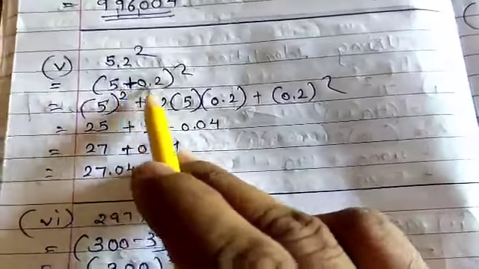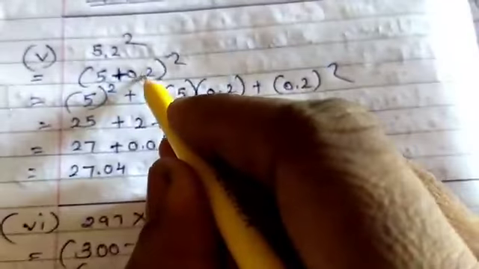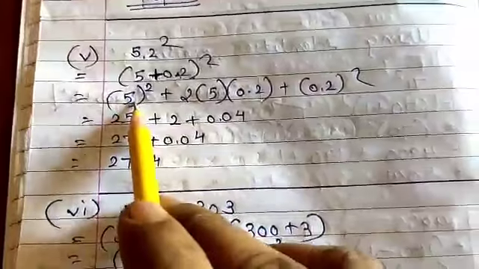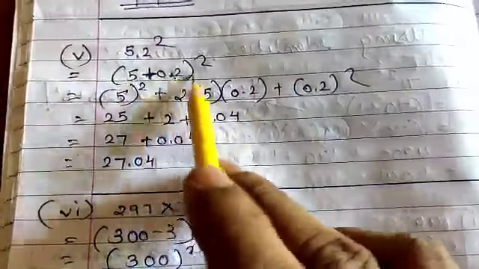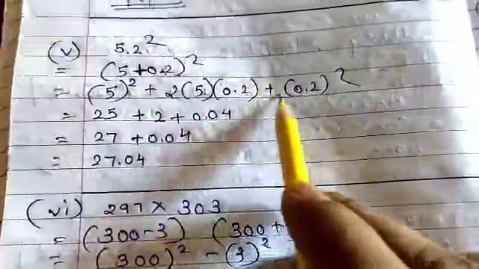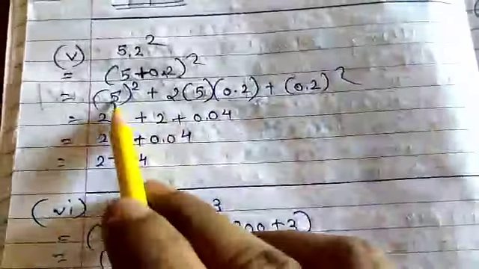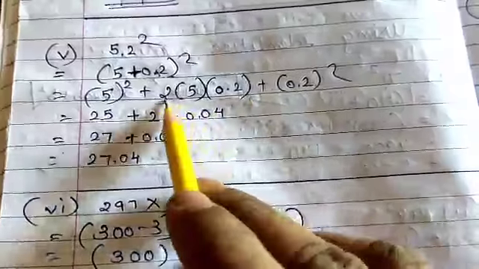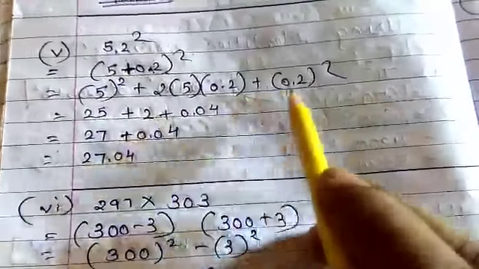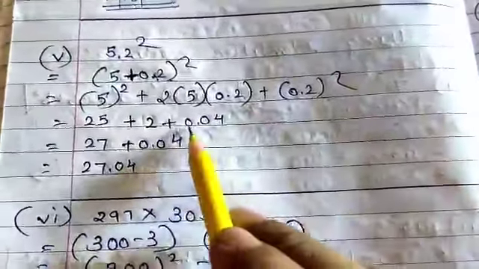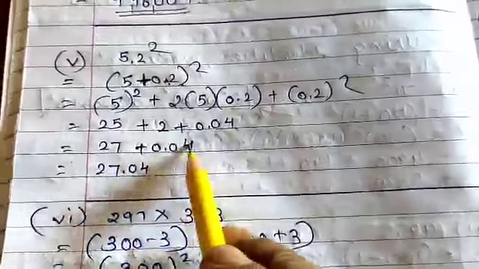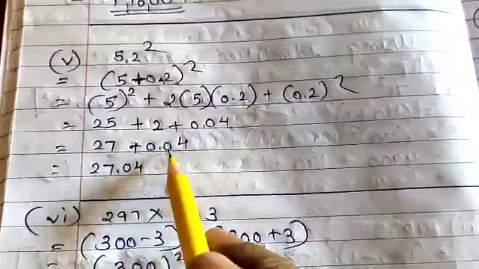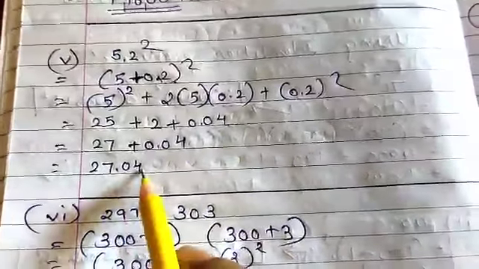Then 5.2. Its nearest to 10 value is 5. So 5 plus 0.2, then make a square of first term, that is 5, and multiply first term and last term with 2. 2 into first term into last term plus square of last term. The square of 5 is 25. 2 into 5 into 0.2 is 2 only, and the square of 0.2 is 0.04. So when we add, that is 25 plus 2 is 27 plus 0.04, so you will get 27.04.